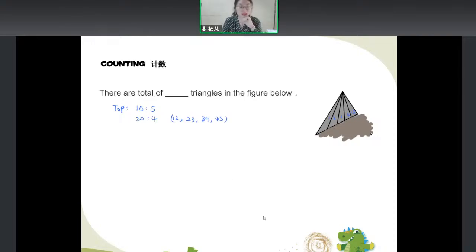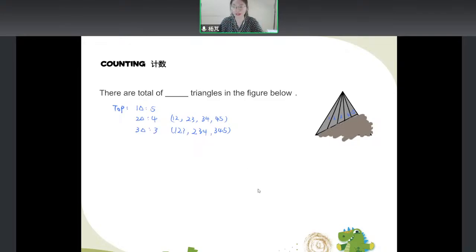Actually, we have more. If you put 3 of the little triangles together, we can count a bigger one: 1, 2, 3. And then start from 2: 2, 3, 4. The next one, 3, 4, 5. Is that all? Yeah, because we don't have 4, 5, 6. So using 3 little triangles, we can form 3 bigger ones.